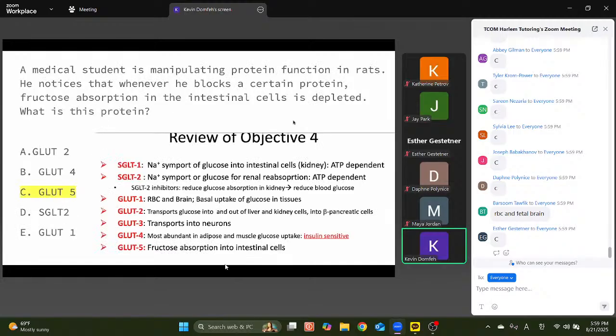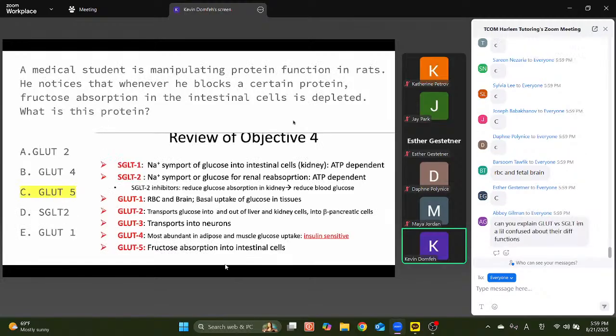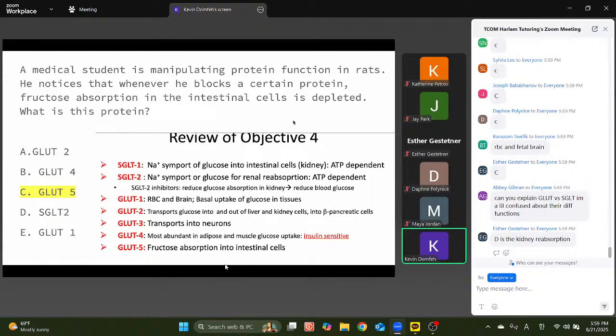Yeah, C is the right answer. Okay, I have a question. Can you explain GLUT versus SGLT? I'm a little confused about the difference. Okay, so yeah, it's a good thing we got to the slide because these are the functions.